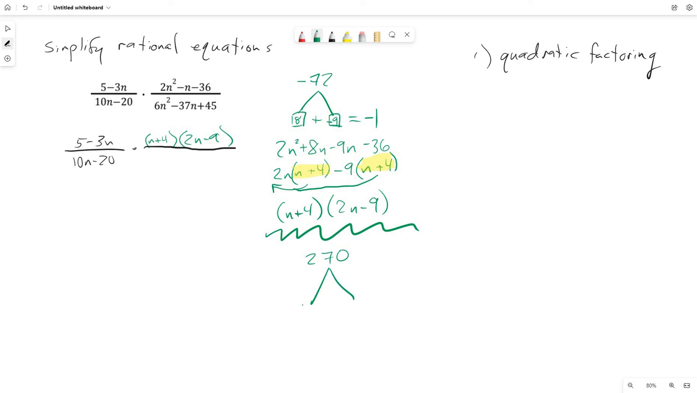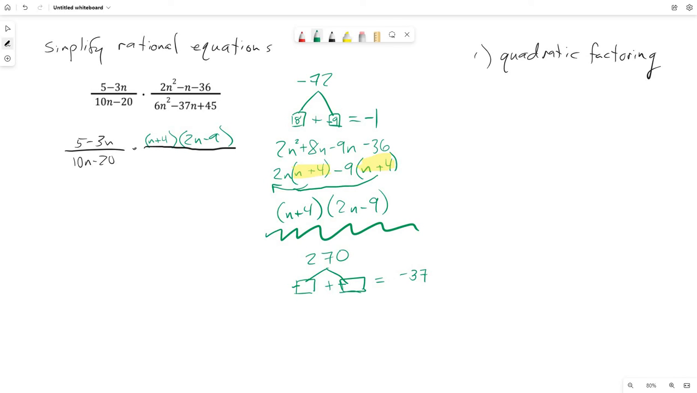Same question. What plus what will give me the middle term, negative 37? I'm not giving myself any room to write here, though, so let me do this. All right, well, there's a big clue in itself. They must both be negative, right? Because they have to add up to a negative number, but they have to multiply and cancel the negative to get a positive 270. So we know they're both going to be negative.